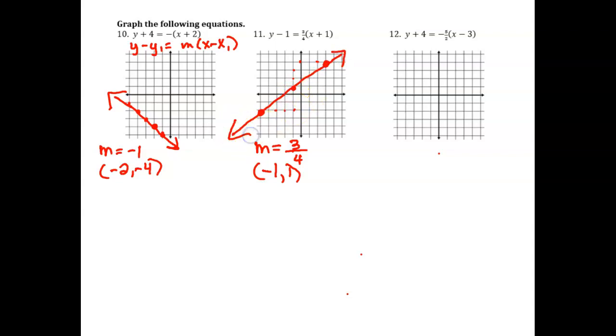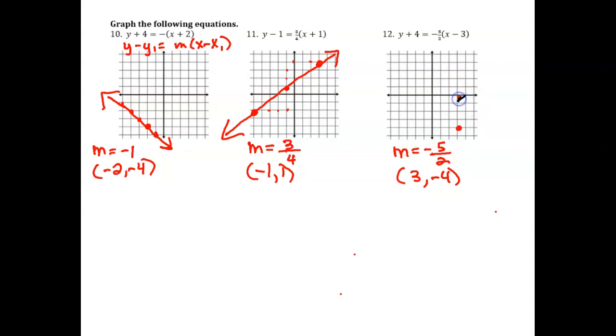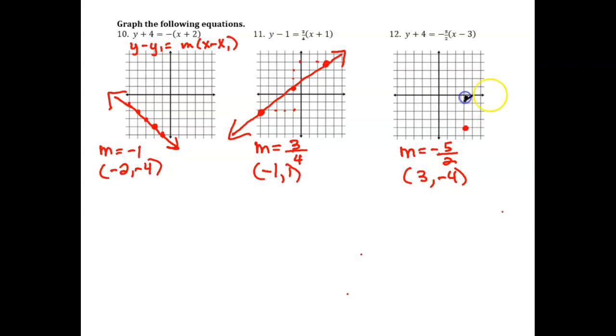Okay. All right, and then number 12, our slope is negative 5/2, and our point is going to be 3, negative 4. So we've got positive 3, negative 4, 1, 2, 3, 4. All right, we're going to start right there. Okay, whoops, let me get rid of that little weird line. Okay, so 3, negative 4, and our slope is negative 5/2, so I'm going to go up 5, 1, 2, 3, 4, 5, and then to the left 2. 1, 2, 3, 4, 5 over 2. So it's going to look something like this.